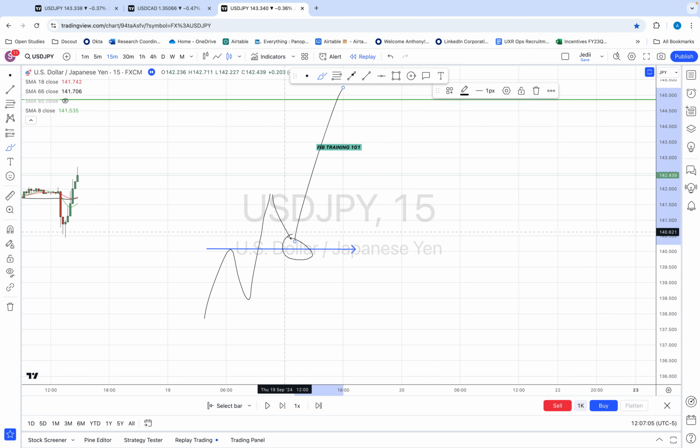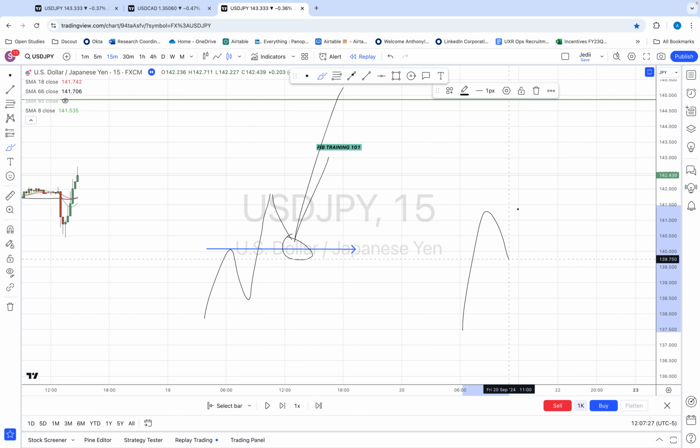Well, this pullback, what's happening in the market is it's coming down and it's hitting a FIB PRZ level. That's what's happening in the market. So when you see that, that's really what's going on. So what that means is your job is to find out where and how deep the market is going to retrace before it gets back into this uptrend.